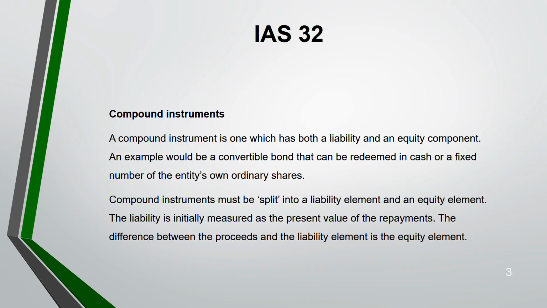So you have to split the compound instruments into two parts, liability part and equity part. And often you have to first start your calculation by finding the liability part first. Equity is the balance. How? Present value of the repayment, that is the liability component. So the difference between the proceeds, they will often give you what is the proceeds, minus the liability component that you have found, the balance is the equity element.